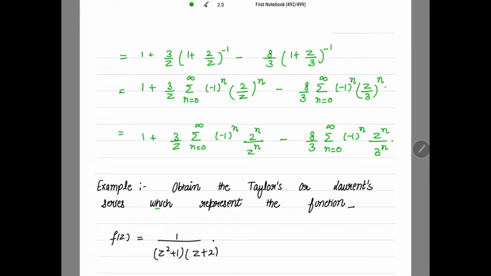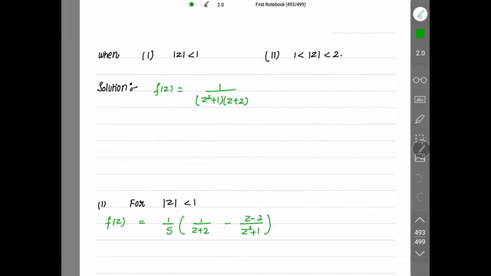Now the next example. Obtain the Taylor's or Laurent series which represent the function f(z) is equal to 1 over (z squared plus 1) into (z plus 2). Now here I am having the term z squared plus 1, right? When first mod z less than 1 and mod z lying between 1 and 2.